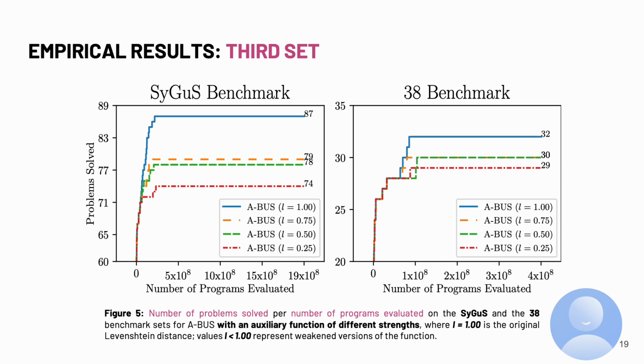In the second variant of the third set of experiments, we tested different strength-based versions of the auxiliary function. The values of L less than 1 are the weakened versions. As you can see in the plot, with the weakened versions of the auxiliary function, ALIL solves fewer problems. For example, an auxiliary function with 0.25 strength solves 74 problems in the SyGuS benchmark, and it solves 29 problems in the 38 benchmark. And this result shows why the auxiliary function is so important here.